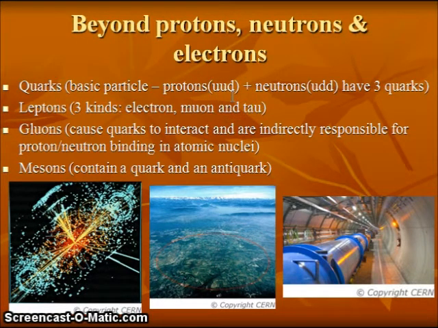Gluons are notable because they're responsible for the strong nuclear force which holds together the protons and neutrons in a nucleus. If you think about it, the protons that are all together in a nucleus should actually all push apart from each other because they're all positively charged.